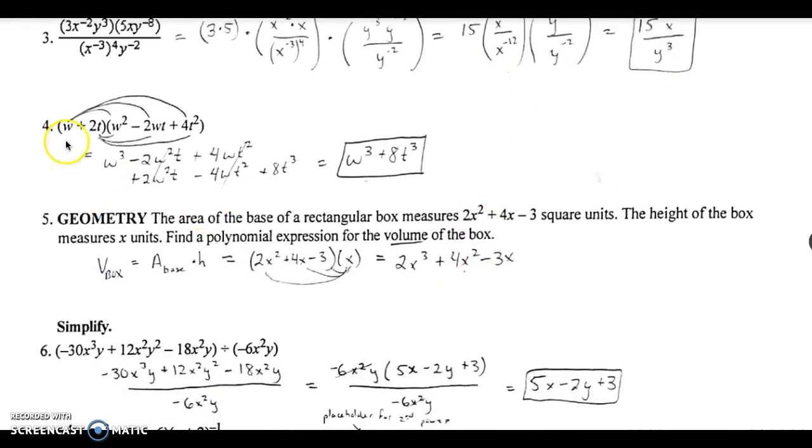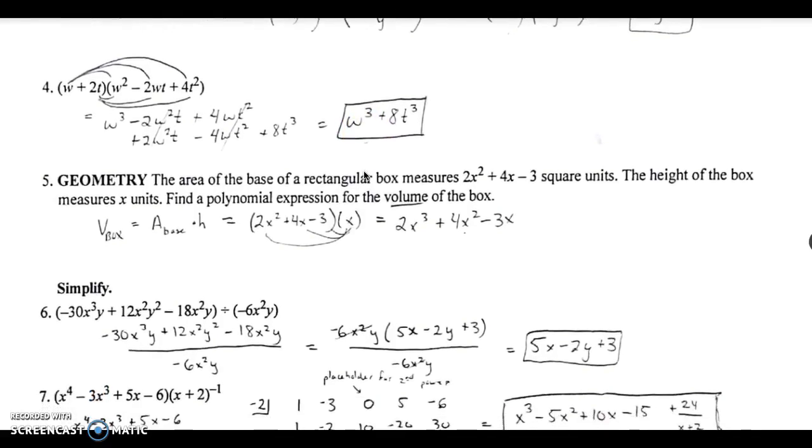For question 4, we've got one expression times another. We need to distribute to solve this problem. So we're going to distribute the w to each of these three terms and the 2t to each of these three terms. When you distribute the w, you get this top row. When you distribute the 2t, you get this bottom row. You'll notice that the w squared t's and the w t squareds both cancel out. So your final answer is just w to the third power plus 8t to the third power.